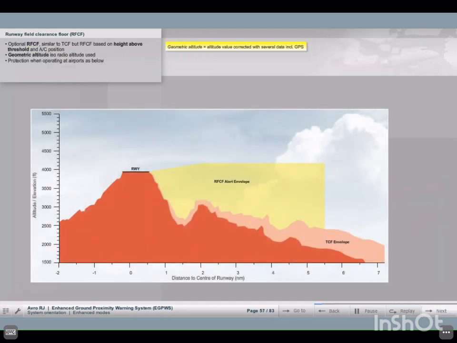If enabled, the Runway Field Clearance Floor (RFCF) feature is similar to the TCF feature, except that the RFCF is based on the current aircraft position and height above the destination runway, using geometric altitude in lieu of radio altitude. This provides improved protection at locations where the runway is significantly higher than the surrounding terrain.